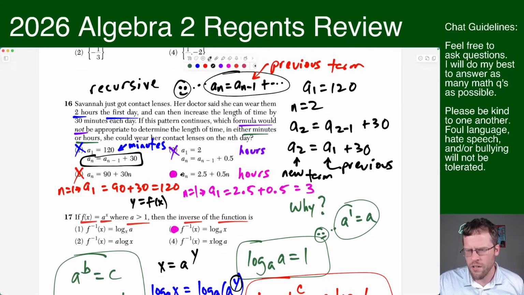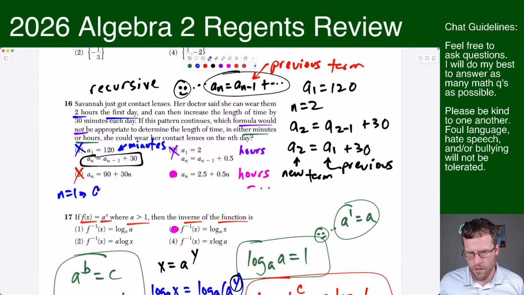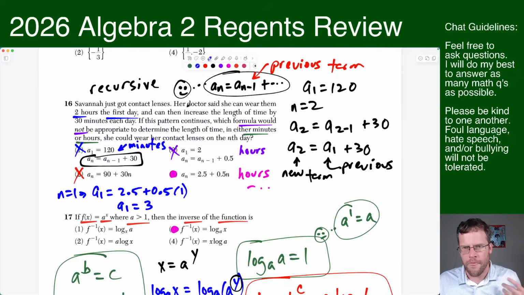But for this one here, if you investigated a little bit more, like why choice 4 is the answer, you could see if you plugged in n equals 1, it gives you A1 is 2.5 plus 0.5 times 1, which tells you A1 is equal to 3. And right away, they're like, hey, the first day is 2 hours, not 3 hours. So that alone.